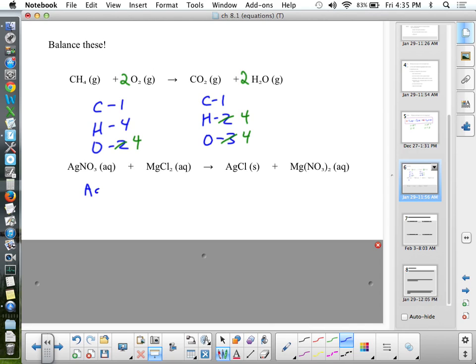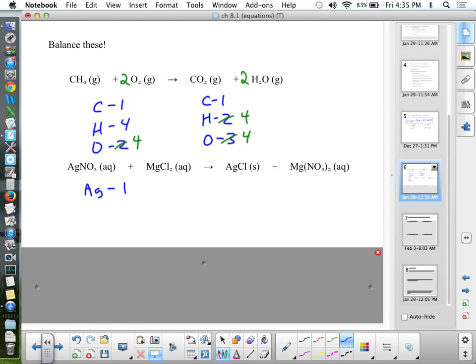So I've got 1 silver, 1 nitrate, 1 magnesium, 2 chlorines. On the product side, I've got 1 silver, 2 nitrates, 1 magnesium, and 1 chlorine. Notice that I list the elements on each side of the arrow in the same order to avoid confusing myself. Let's see, so silver and magnesium are balanced, nitrate and chloride are not. I'm going to go ahead and balance the nitrate first.